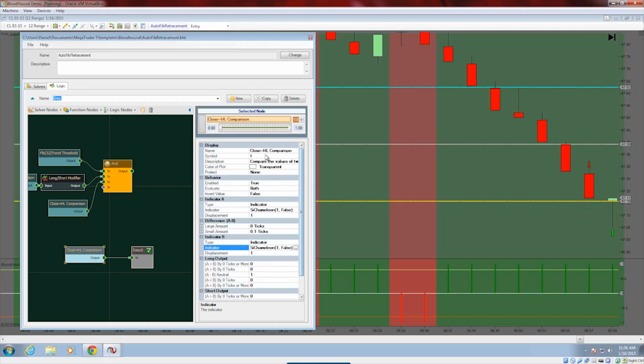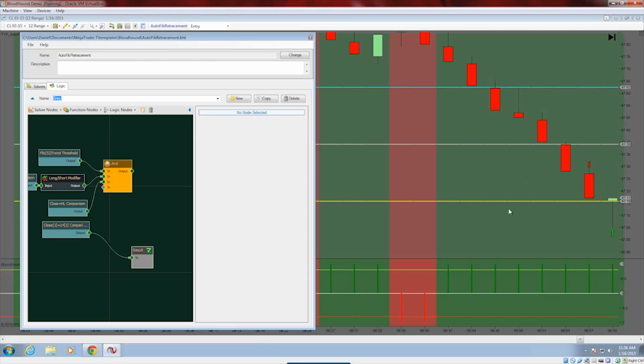So I'm going to say close displaced by 1 bar must be equal to, let's just flip this, we'll say low, high displaced by 1 bar. So we're getting a long when the close of the previous bar was equal to the low of the previous bar. Okay, and then I'll connect that and you'll see what will happen.